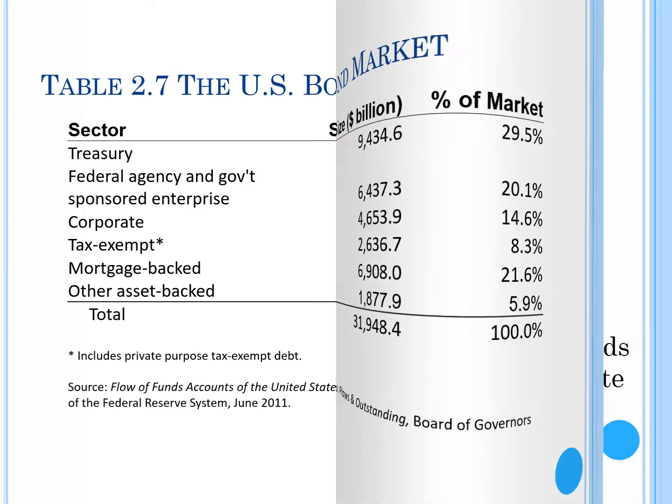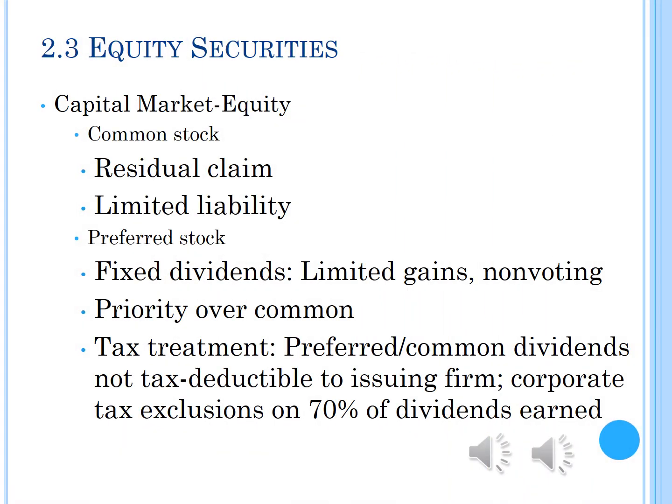Now we move on to equity securities. We have two types of equity securities. The first one, namely, is the common stock. Okay, the common stock, also known as equity securities or equities, represents ownership shares in a corporation.